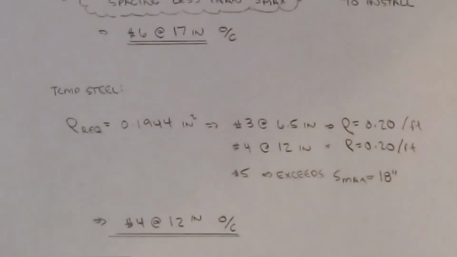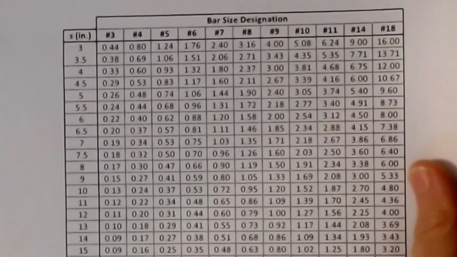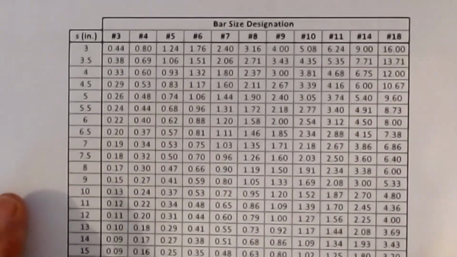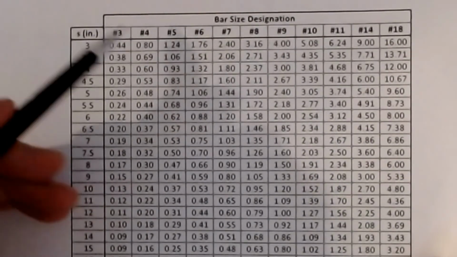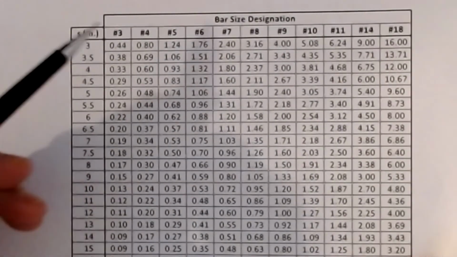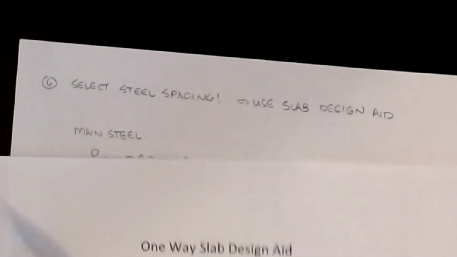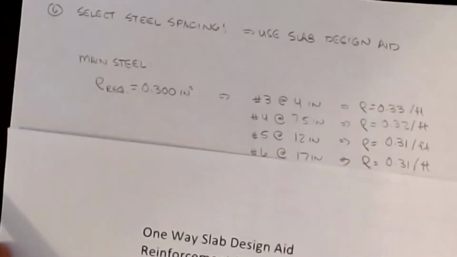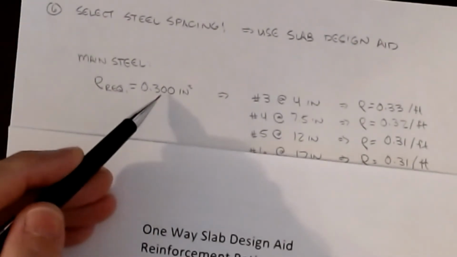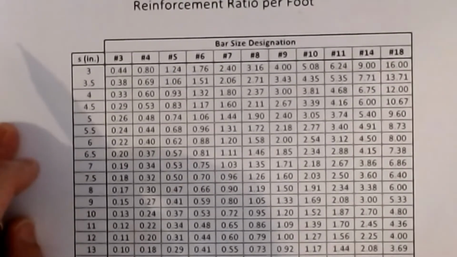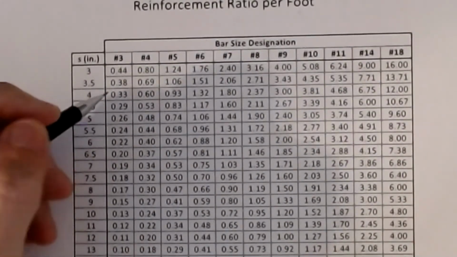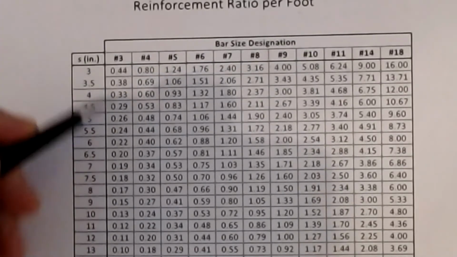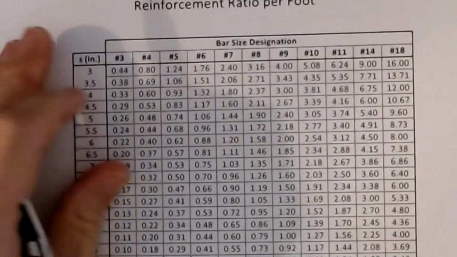Okay, now this is how we select the sizes. We go back to our design aid and look at these amounts. If this is my reinforcement area per foot, we're trying to find a required area of 0.300 inches squared. So I'm looking for values that are greater than 0.300. Starting with the number 3s, this is the first one that is above, so number 3s at 4 inches would be my first option.